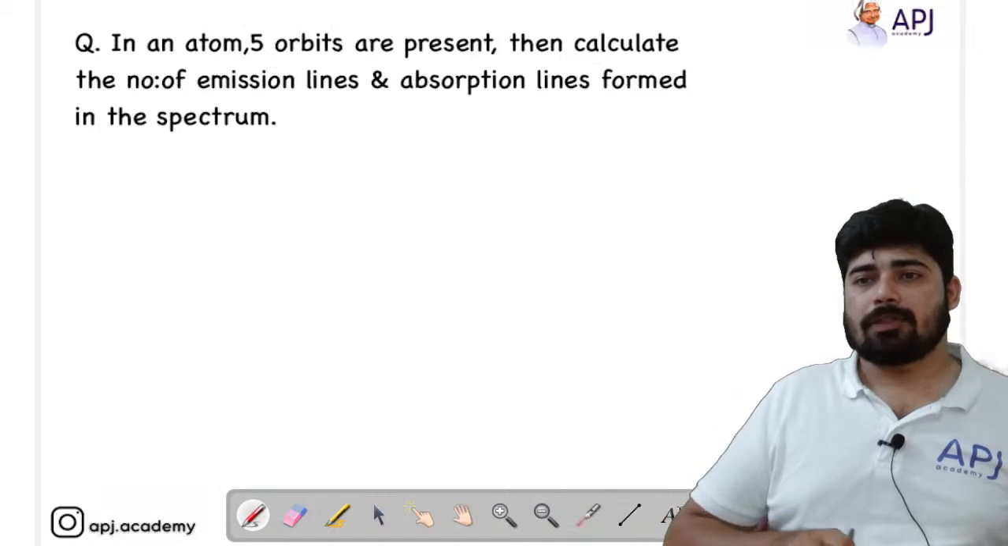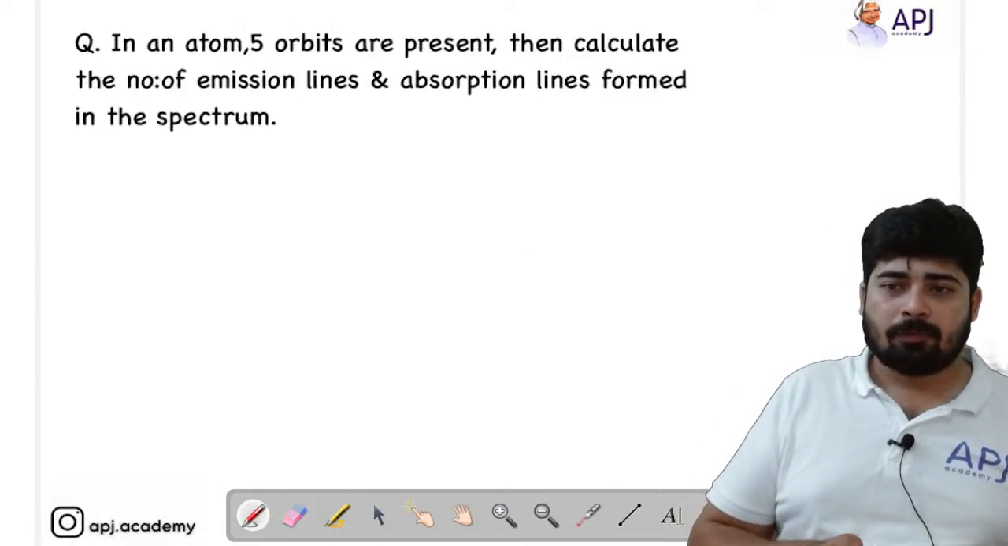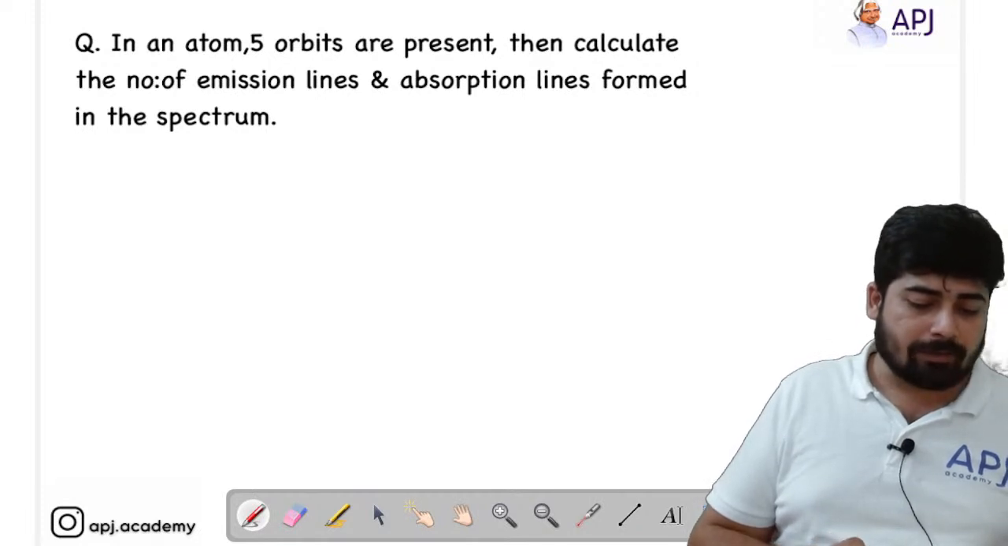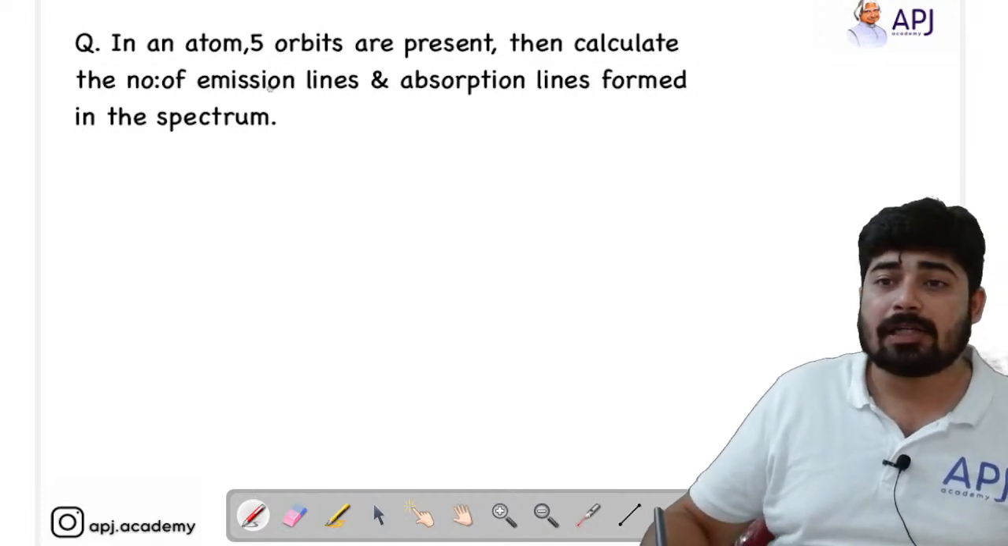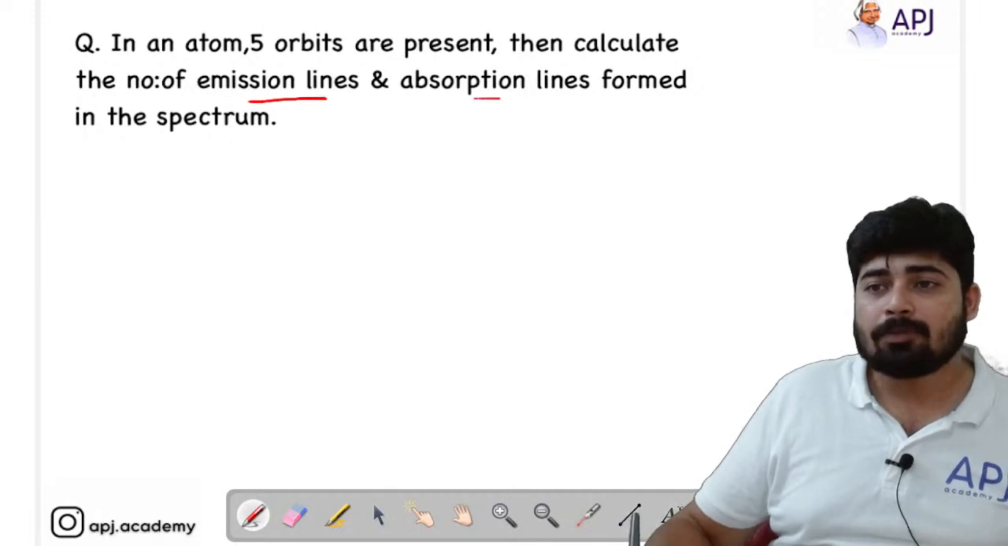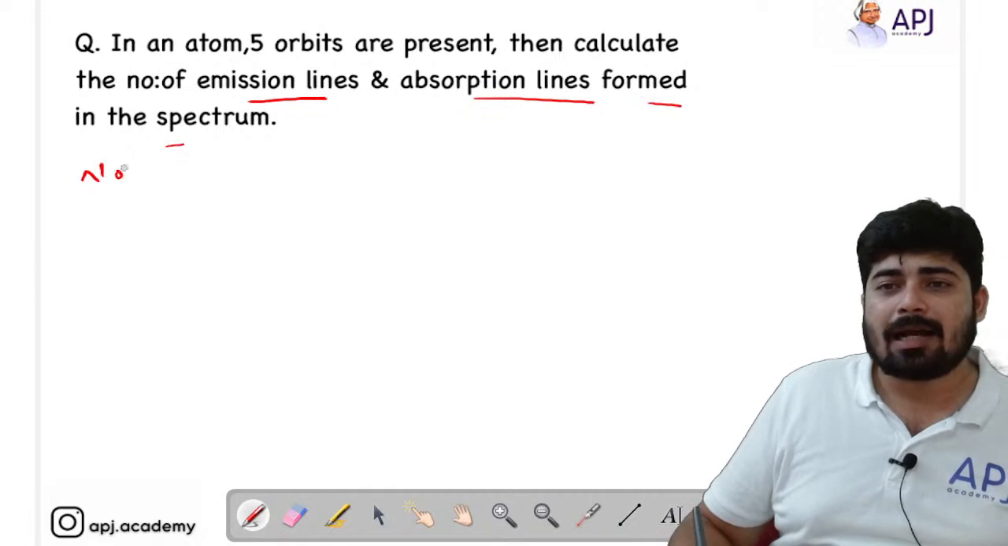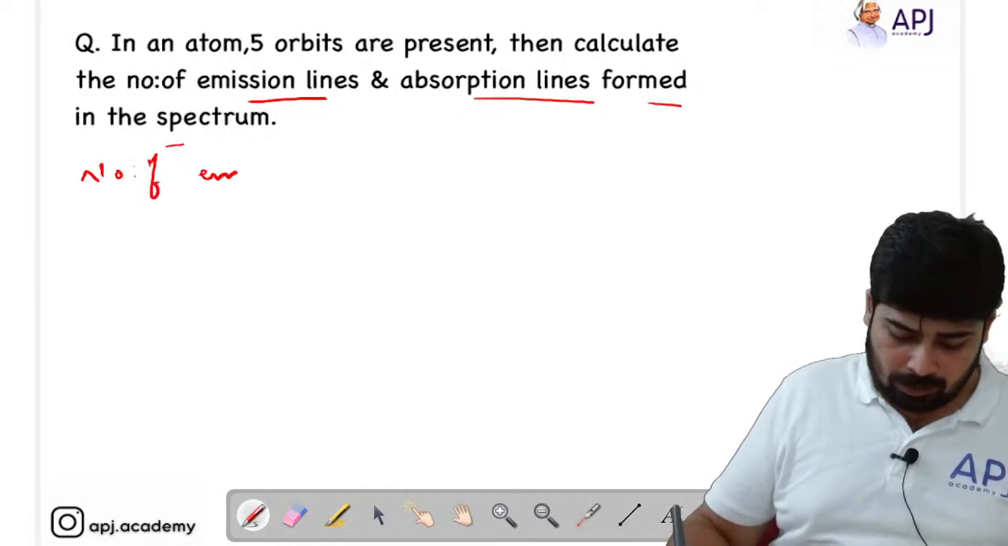Now, let's move on to the next one. In an atom, 5 orbits are present. Then calculate the number of emission lines and absorption lines formed in the spectrum. So, the number of emission lines, they are asking about the total number.